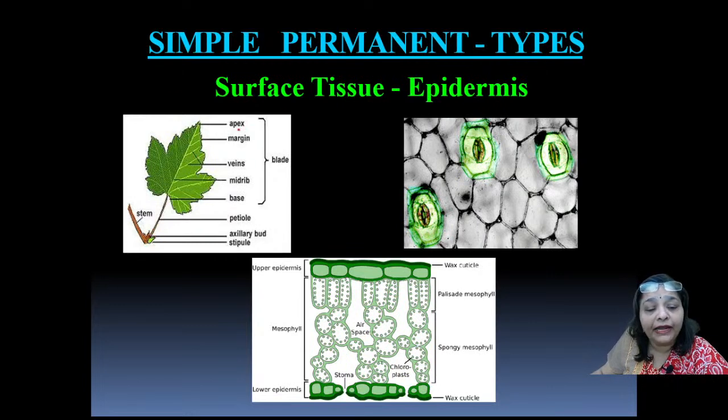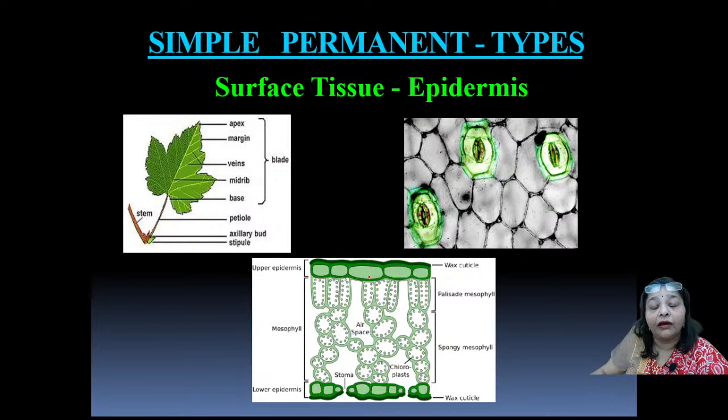When we talk about the leaf, you can see the leaf blade, which is green in color, right? If you peel off the surface tissue of the leaf, you can observe this under the microscope. A simple microscope may do, a compound microscope may do, a light microscope may do.